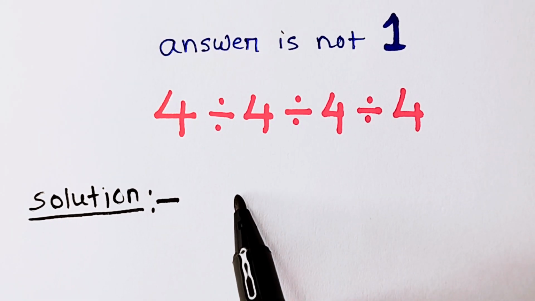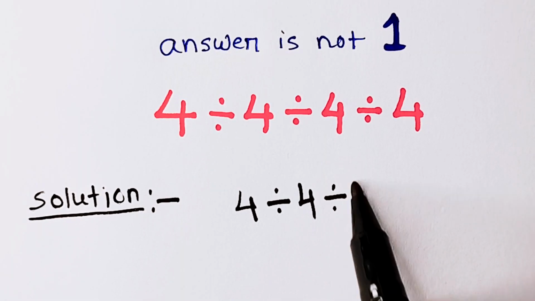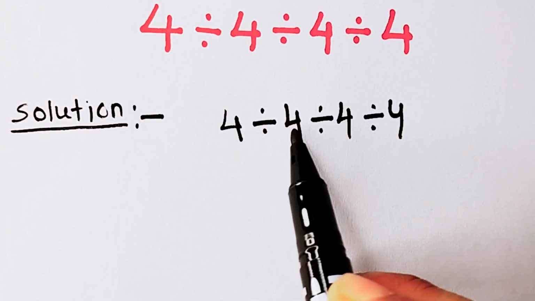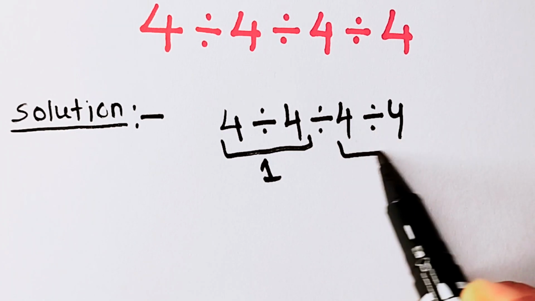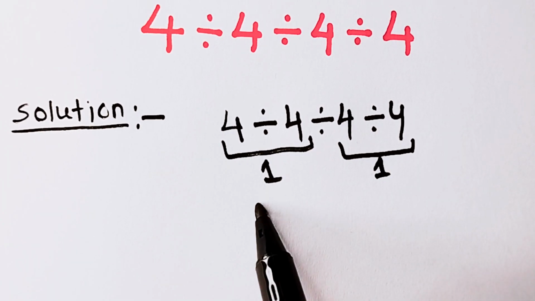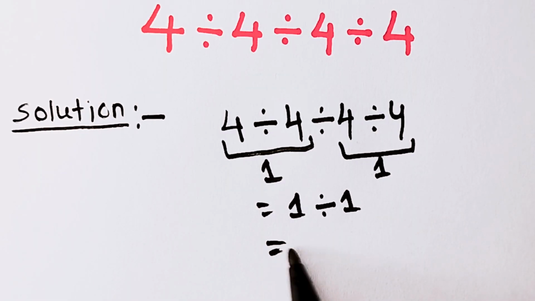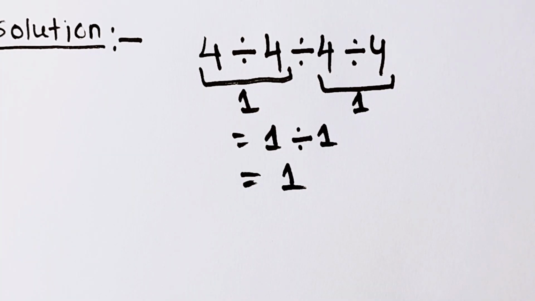First of all, rewrite that question: 4 divided by 4 divided by 4 divided by 4. Now 4 divided by 4 means 1, and 4 divided by 4 means 1. So 1 divided by 1, and the answer is 1. Many people do the math in that way. This is the wrong procedure.